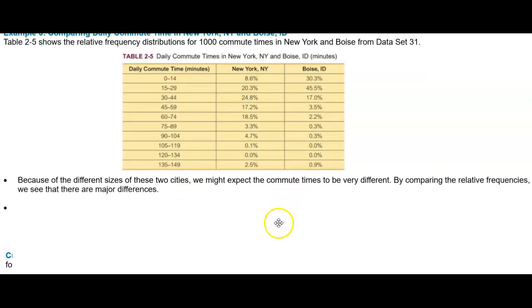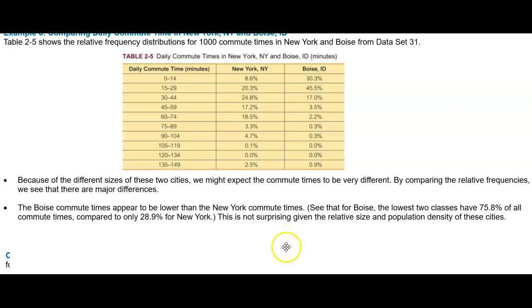Now if you notice here, because of the different sizes of the two cities, we might expect the commute times to be very different. By comparing the relative frequencies, we see that there are major differences. The Boise commute times appear to be lower than the New York commute times. See that for Boise, the lowest two classes have 75.8% of all commute times, compared to only 28.9% for New York. This is not surprising given the relative size and population density of the cities.